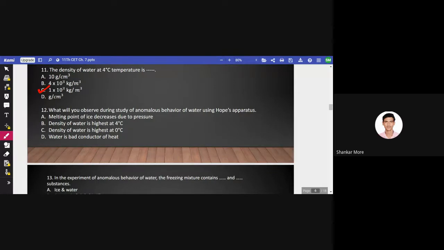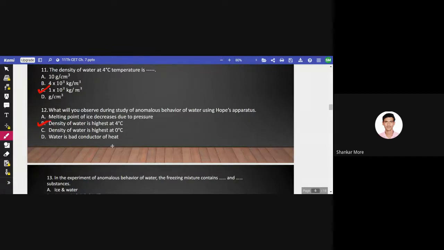Density of water is highest at 4 degrees Celsius. So I hope all of you remember Hope's apparatus, right? There were two inlets and outlets, and I think there was some mixture of ice and salt, isn't it? So that was Hope's apparatus. Okay. So which option is correct? I think option B is correct.